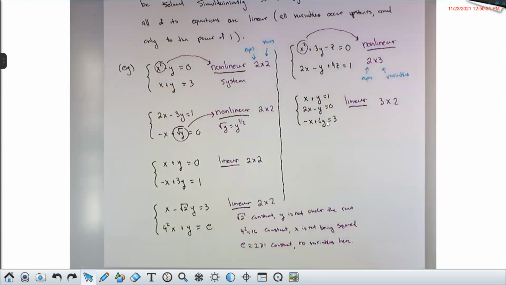Okay. I think that's enough of this, right? Just figuring out if a system is linear or nonlinear. It's all about looking at what's going on with the variables. If any of the variables are raised to a power other than 1, if any of the variables show up under a radical, or if any of the variables show up downstairs or in an exponent, then that would be nonlinear. Maybe just one more example here.